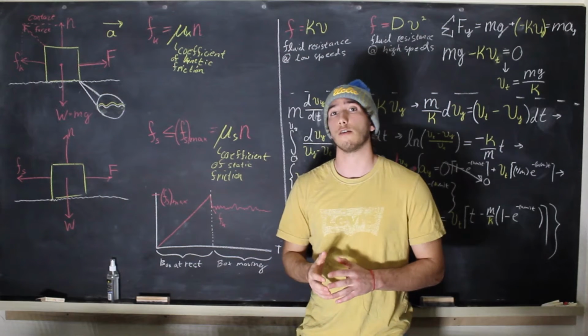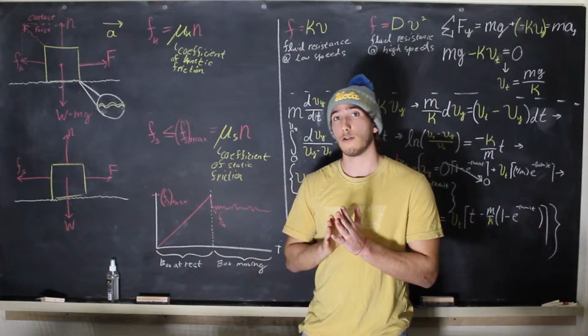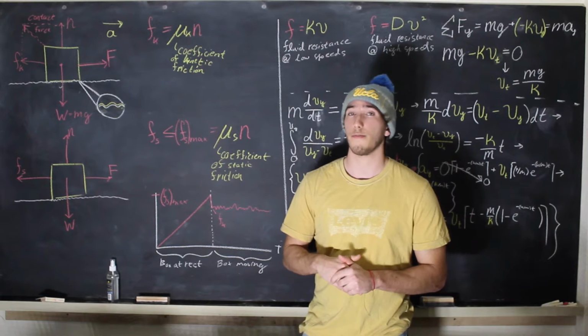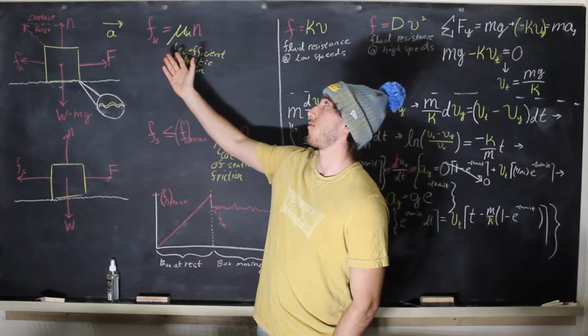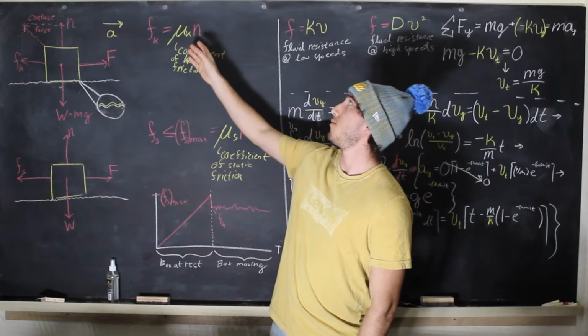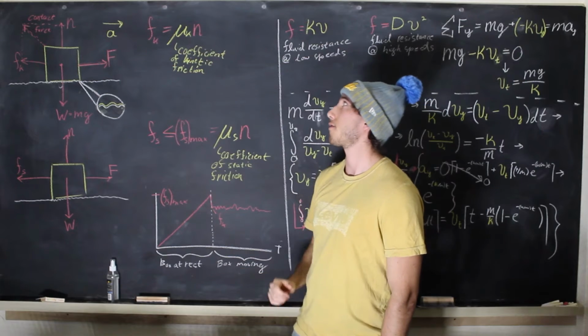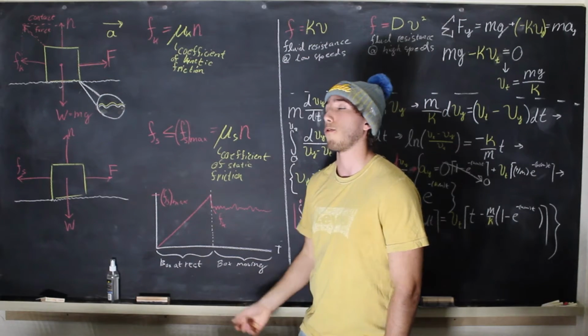While friction is not perfectly constant as two surfaces move relative to one another, we treat it as constant. And so the magnitude of our friction force is equal to mu sub k times n, or the coefficient of kinetic friction times the normal force.